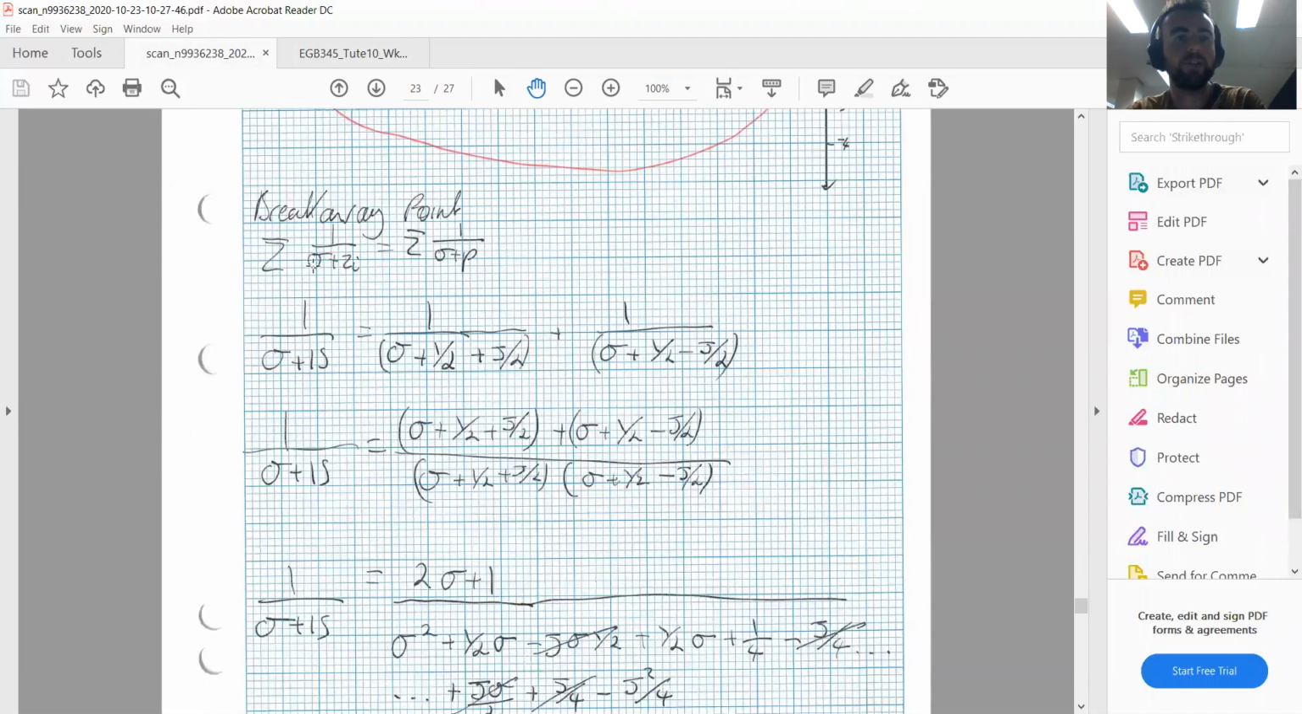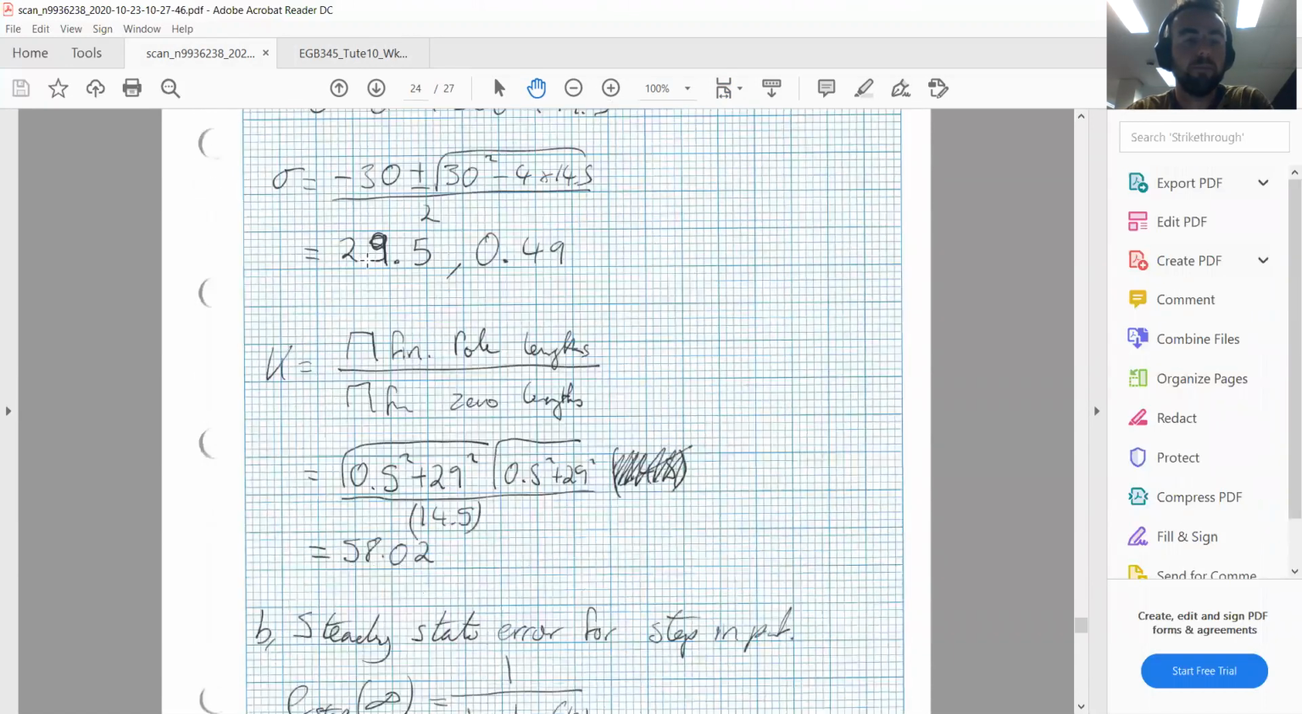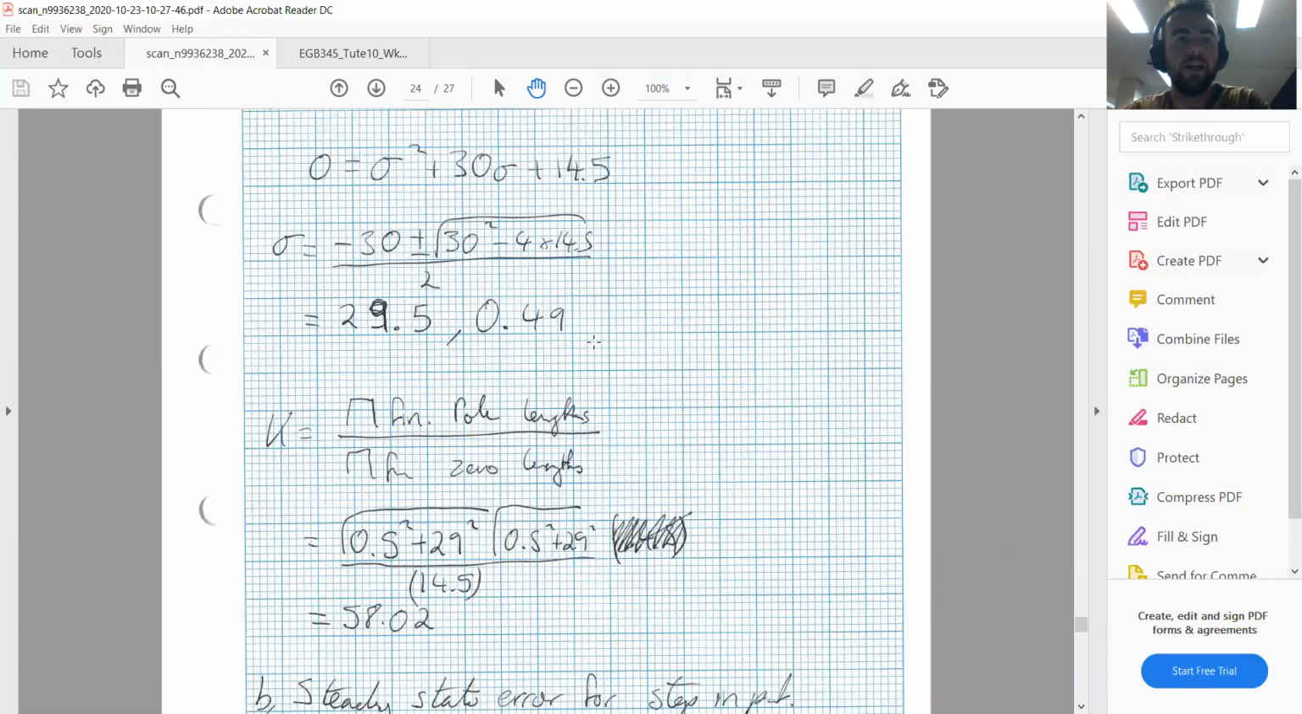I use this equation, which is the sum of 1 over sigma plus zeta is equal to 1 over the sum of 1 over sigma plus poles, not zeta, pardon, the zeros. And then you're able to find the breakaway points at negative 29.5 and negative 0.49.